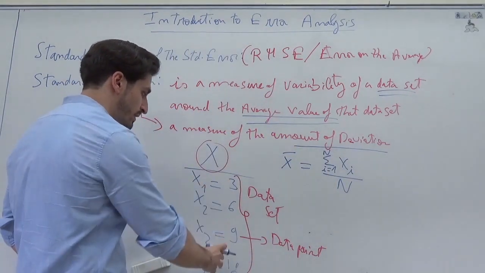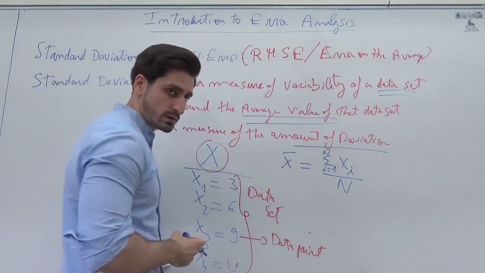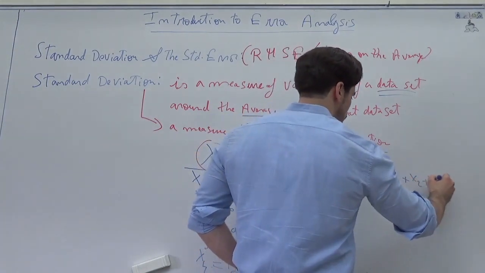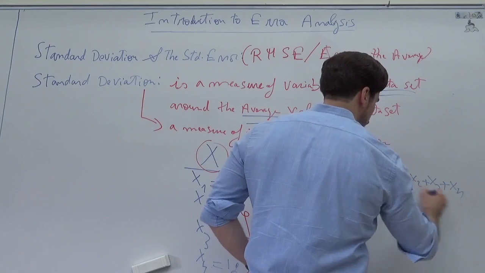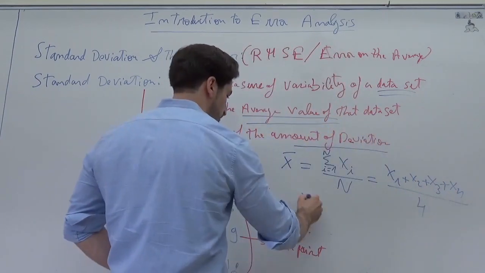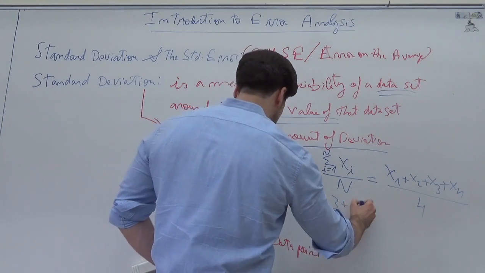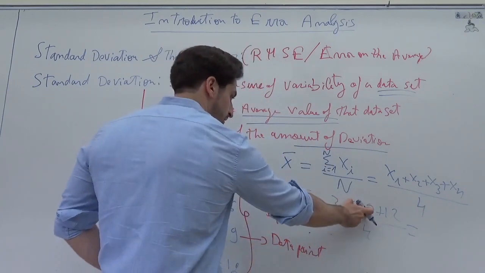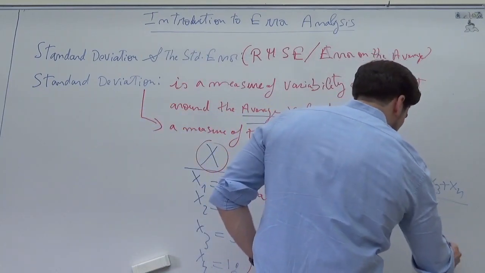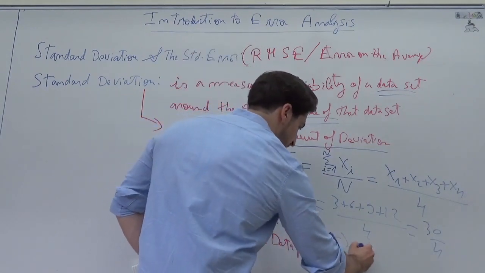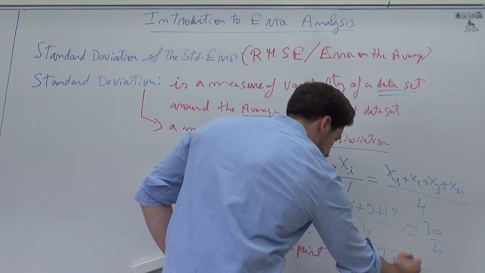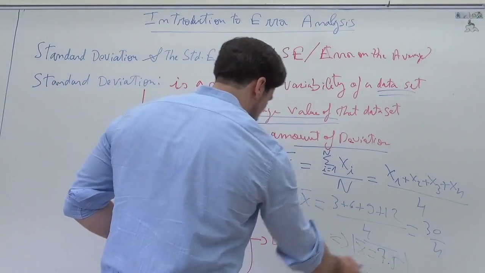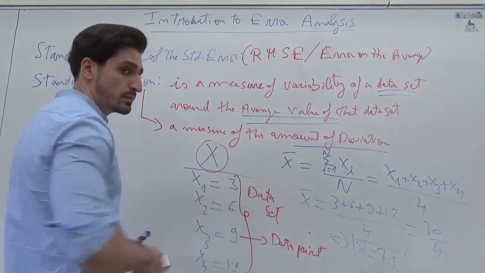So over here we have 4 measurements. So i goes from 1 until 4. In that case, x bar is equal to x1 plus x2 plus x3 plus x4 divided by 4, which is equal to 3 plus 6 plus 9 plus 12 over 4, which is equal to 9, 18, 30, 30 over 4, which is none other than 7.5. So x bar is equal to 7.5. So over here we have the average, which is 7.5, of that entire collection.